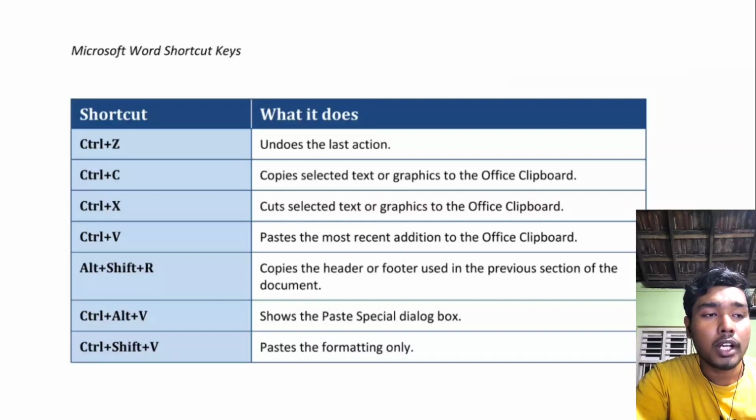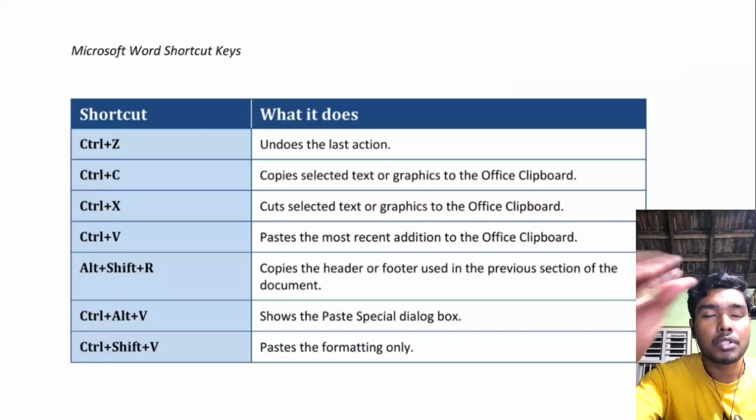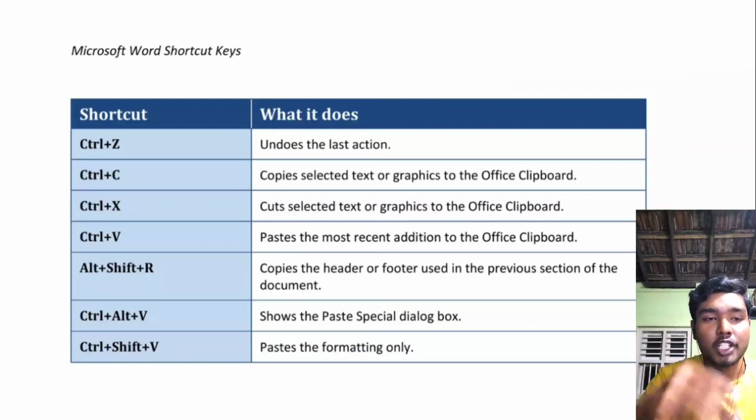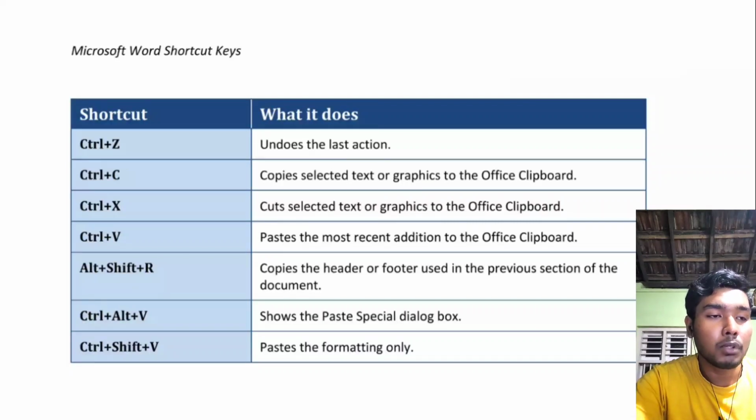Alt plus Shift plus R copies the header or footer used in the previous section or the document. If we have used a header and a footer, it copies the same format to the next page also. Control plus Alt plus V shows the Paste Special dialog box. That means we can view the clipboard there. Control plus Shift plus V pastes the formatting only.